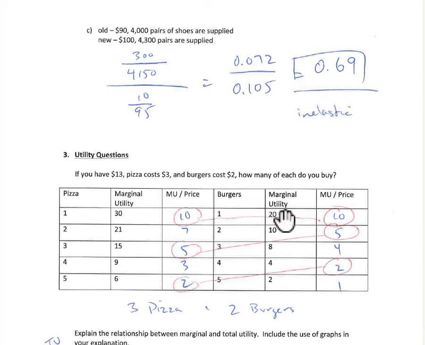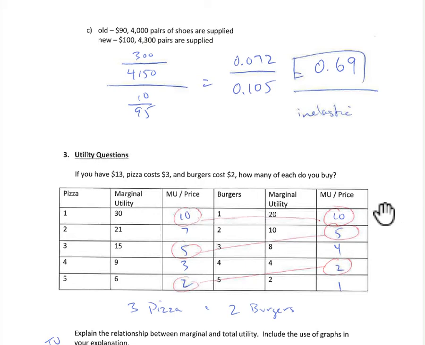For burgers, my first burger gives me 20 marginal utility, but burgers only cost me $2, and therefore my marginal utility divided by price is 10. In the same way, 10 divided by 2 is 5, 8 divided by 2 is 4, 4 divided by 2 is 2, 2 divided by 2 is 1. So, just in reality, what would happen here? Here, that first pizza and that first burger give me equal amounts of utility per dollar. So I'm equally happy choosing either or, so I'll just eat them both.